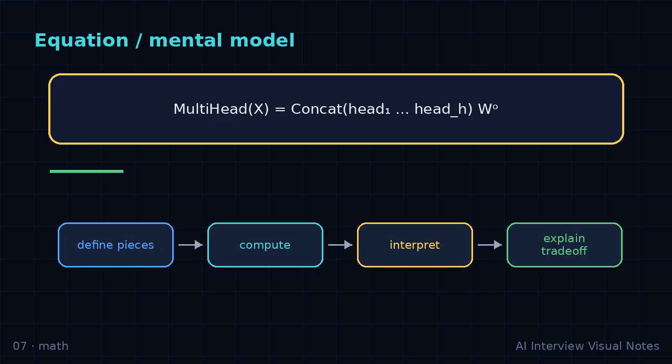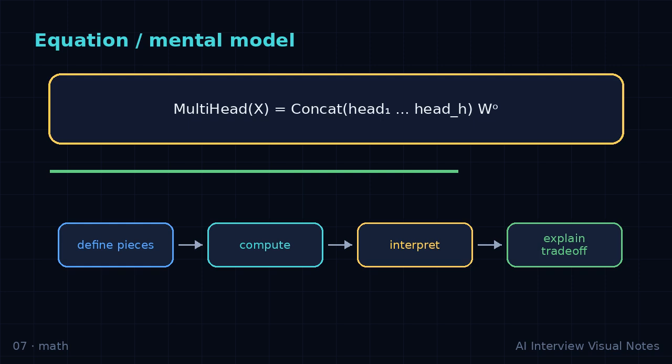Interview checklist. Explain why one head may be limiting. Describe split, attend, concat, project. Mention specialization examples. Discuss headcount trade-off. Be careful with dimensions. A strong final answer for multi-head attention should have 4 beats.